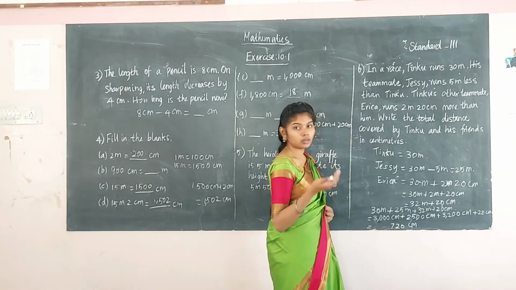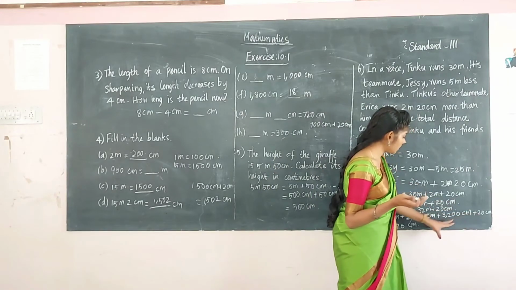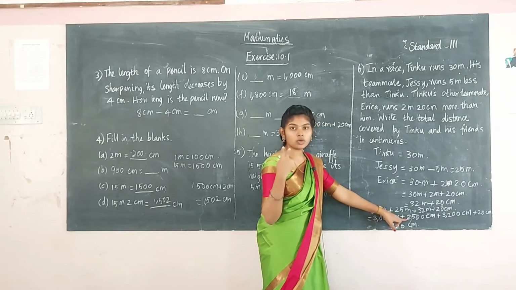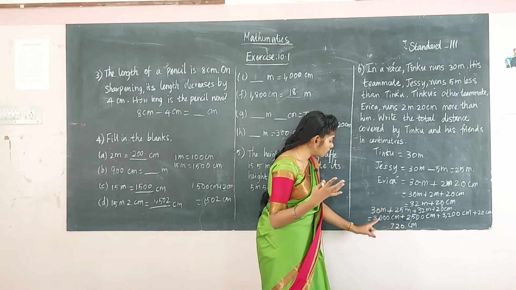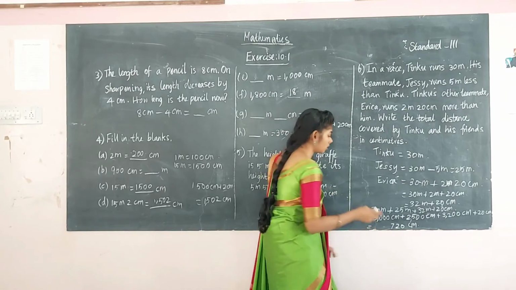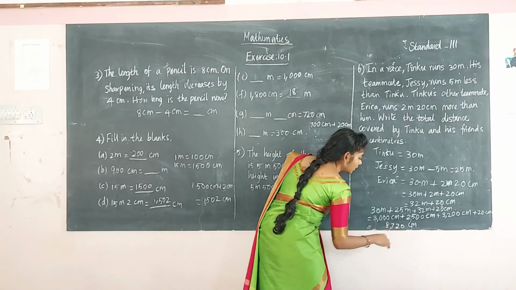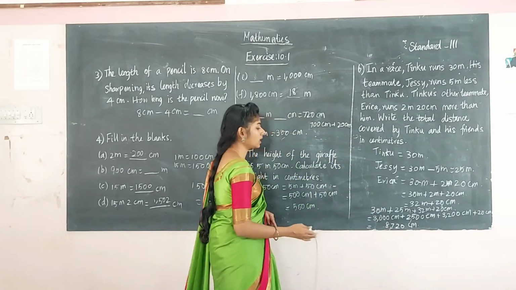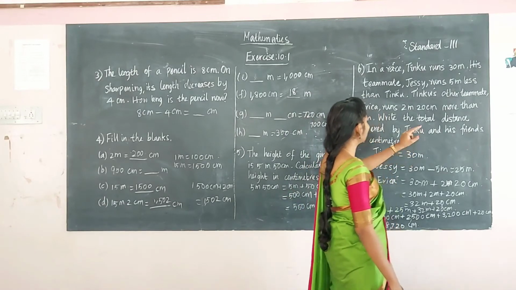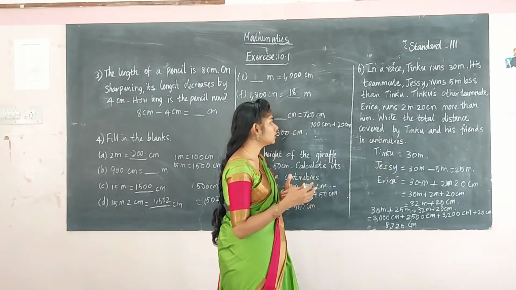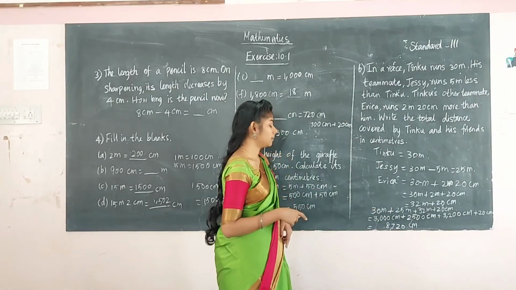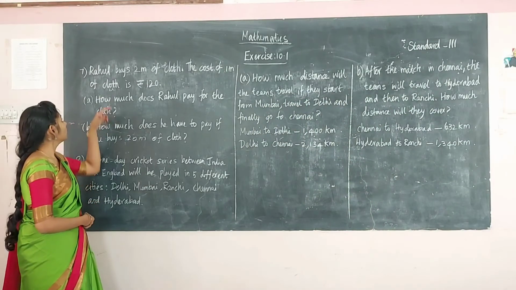And now we have to check the thousands place. Here no thousands place. Here 3 is in the thousands place, and here 2 is in the thousands place. So 3 plus 2 is 5. So 5 plus, here in the thousands place it is 3. So 5 plus 3 is 8. So the answer is 8720 centimeters. We have converted into centimeters. Tinku and his friends have covered a distance of 8720 centimeters.